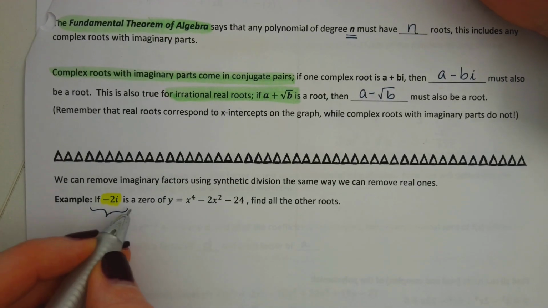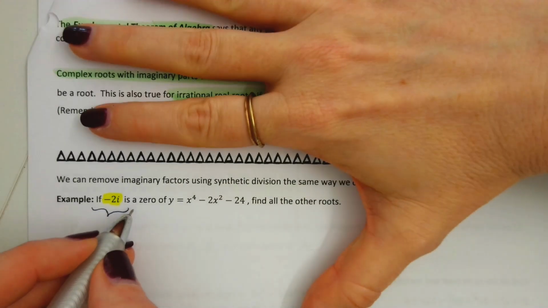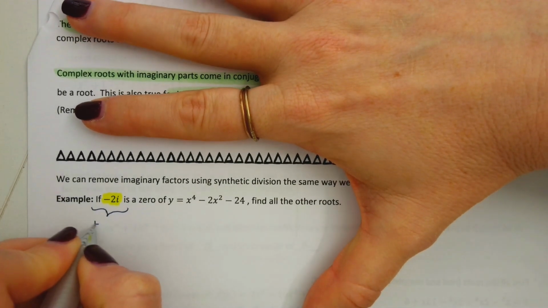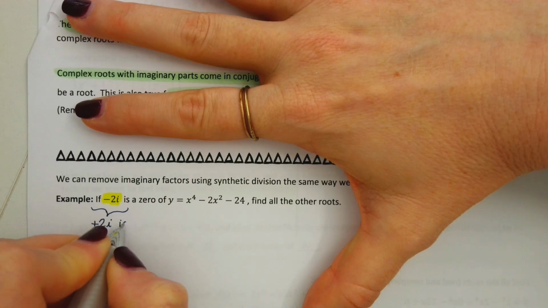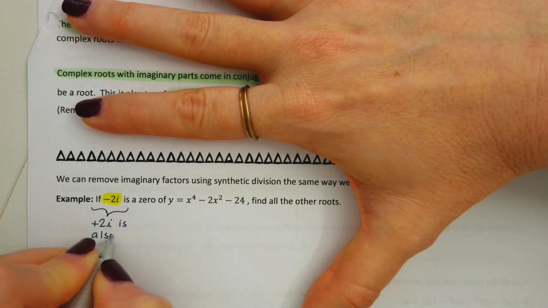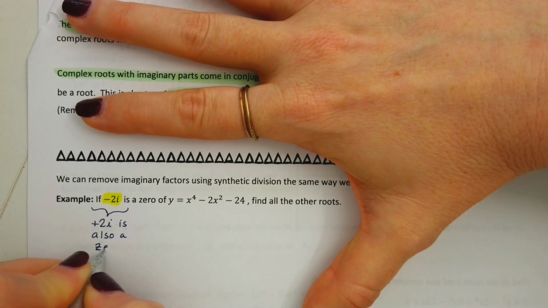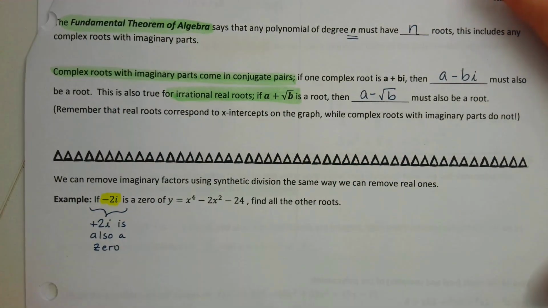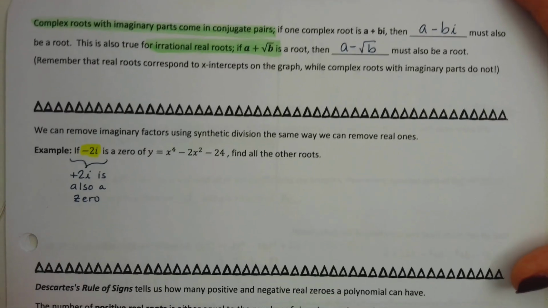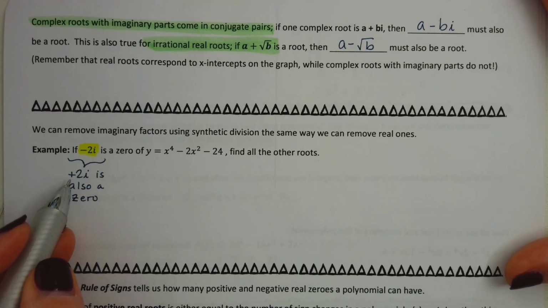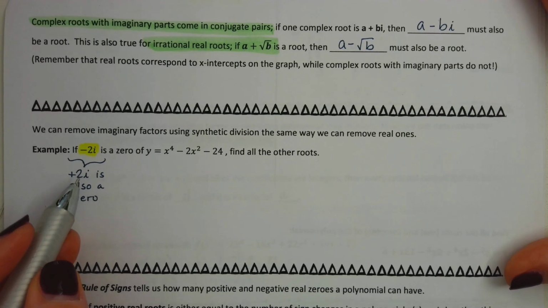Okay. If negative 2i is a 0, what's also a 0 then? 2i, right. Positive 2i is also a 0. Okay. So what we're going to do is since we know both of those are zeros, we can actually divide them out using synthetic division.